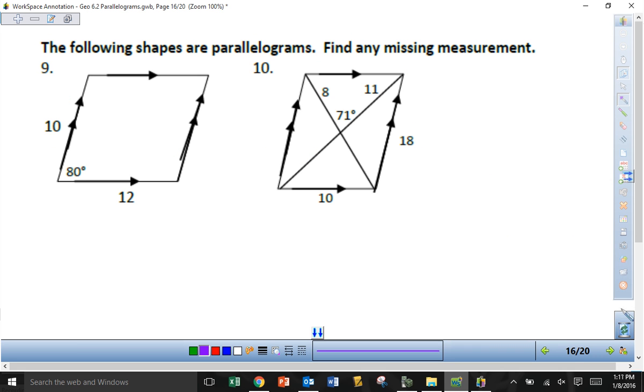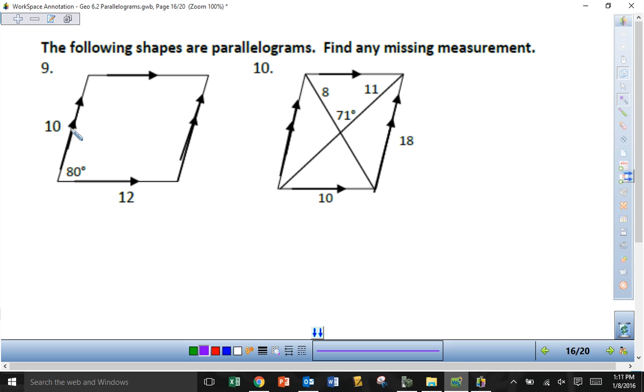Okay, so for these last problems, what we're going to do is work backwards. We are told that the shapes are parallelograms, and if they are parallelograms, they are going to have all of those properties that we talked about at the beginning. That means opposite sides that are congruent, opposite angles that are congruent, consecutive interior angles that are supplementary, and also diagonals that bisect each other. So using that, we want to fill in any missing measurement.